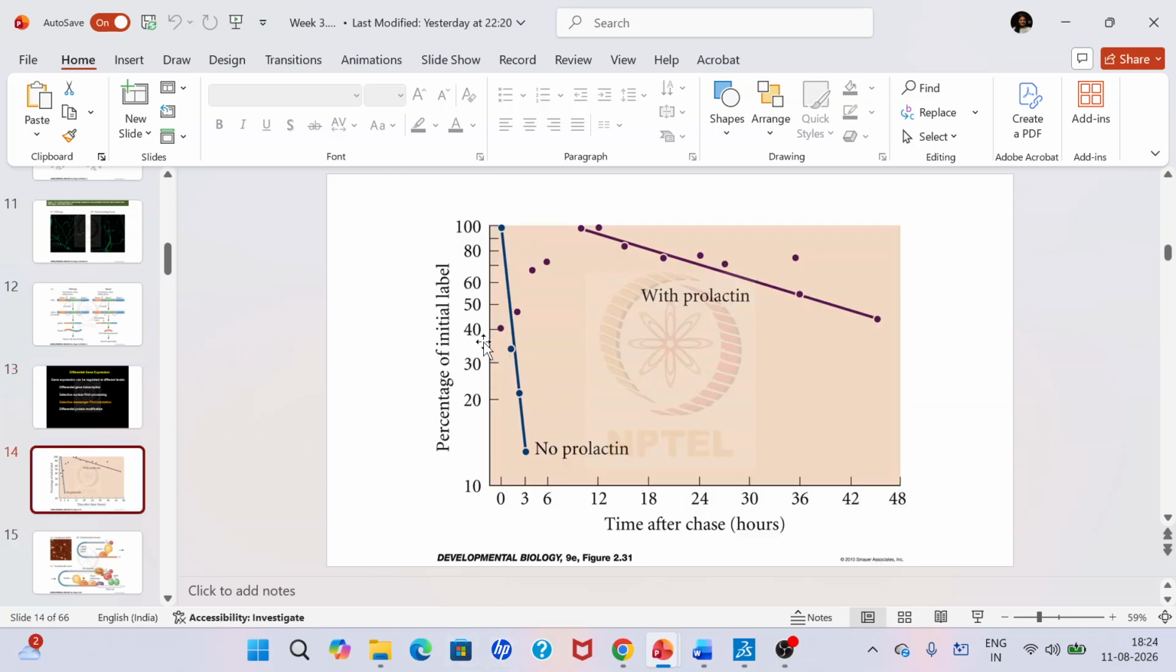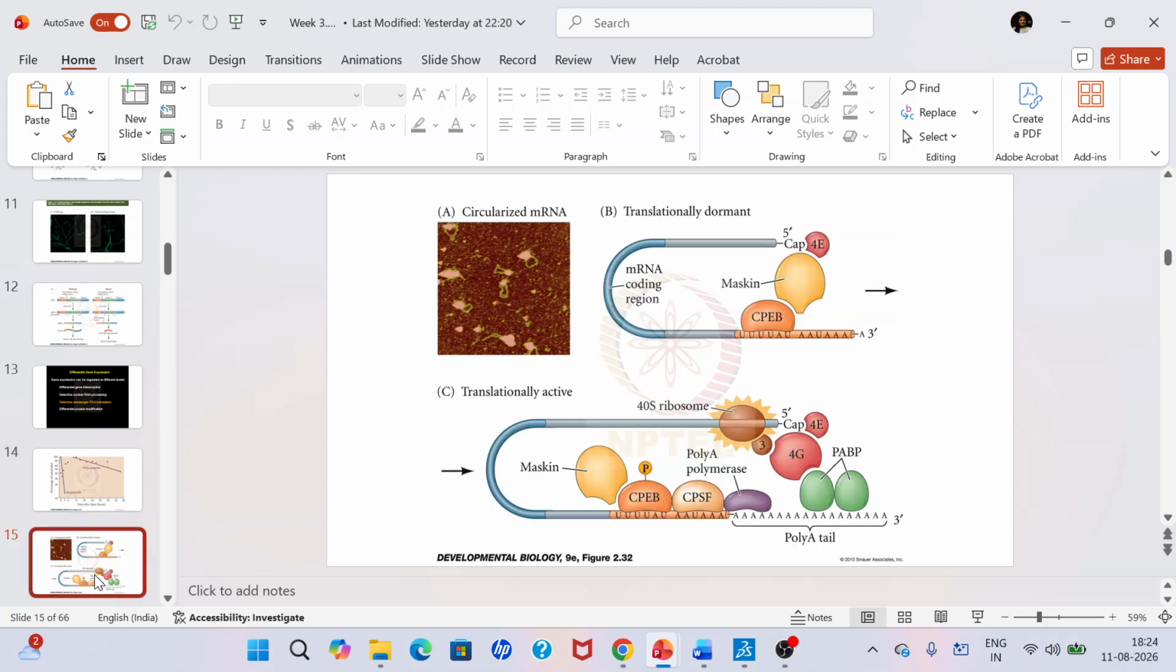In the case of no prolactin, the mRNA is degraded quickly, and in the presence of prolactin, the half-life of the mRNA is increased to 48 hours. So here this mRNA was controlled because of the presence or absence of the prolactin protein.